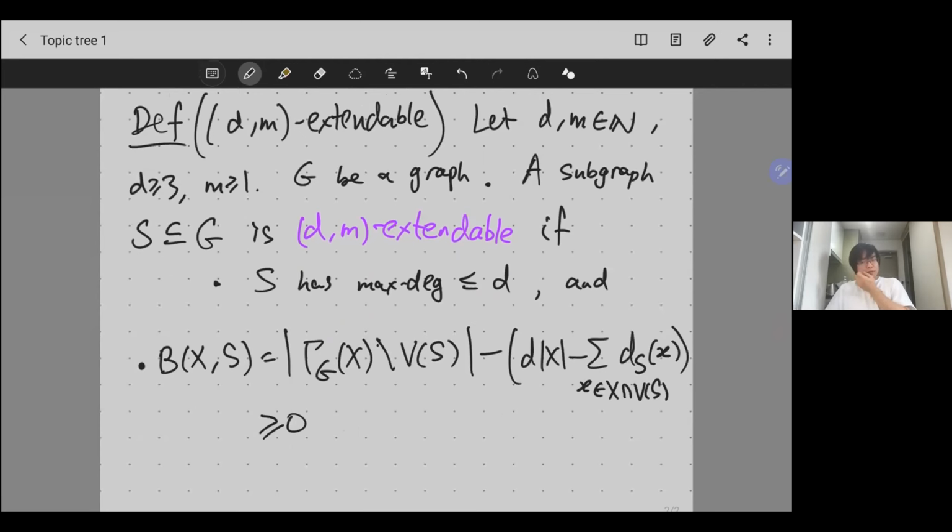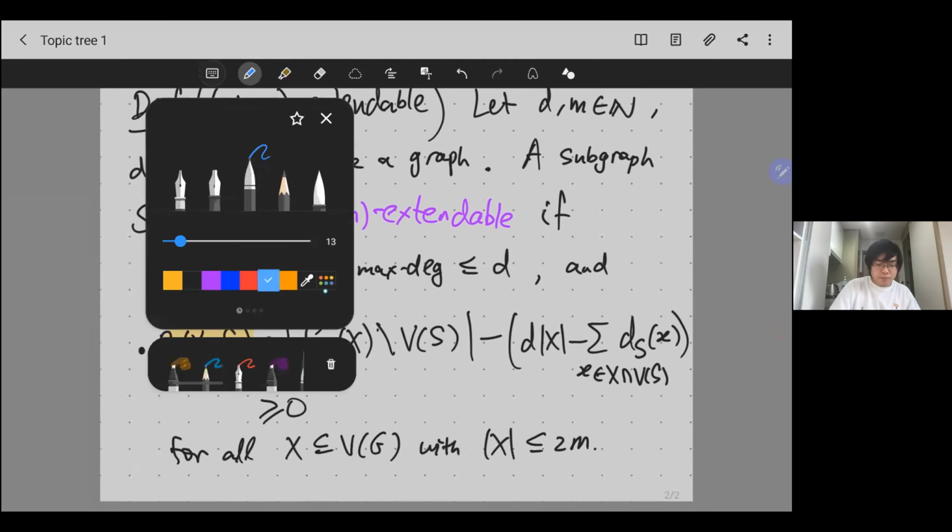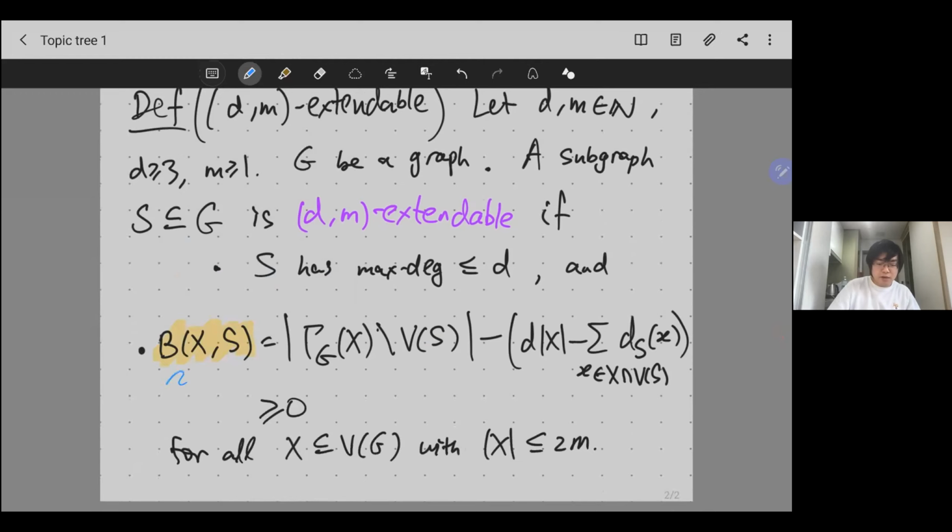So let's just write this down for now. This is non-negative. We require this for all vertex subsets X of size up to 2m. Okay? And furthermore, we will call this guy the balance. This is called the balance.